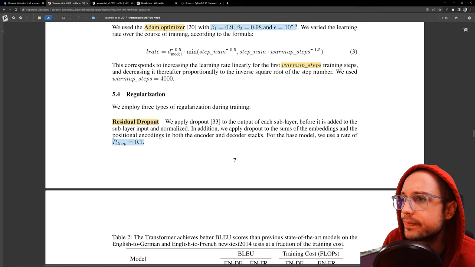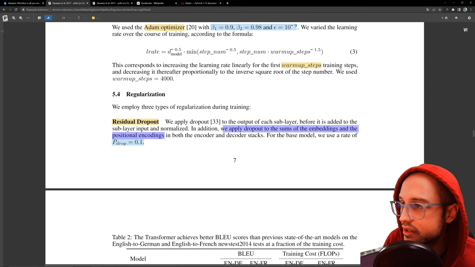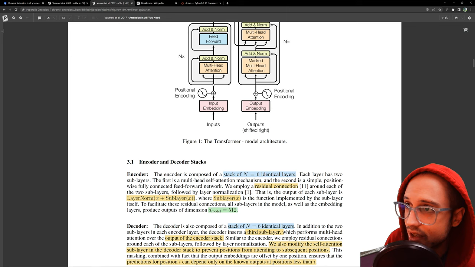They also apply dropout to the sums of the embeddings and the positional encodings. So there's also dropout here. In this little plus, when the input embedding goes through, sometimes they add the positional encoding, sometimes they don't.